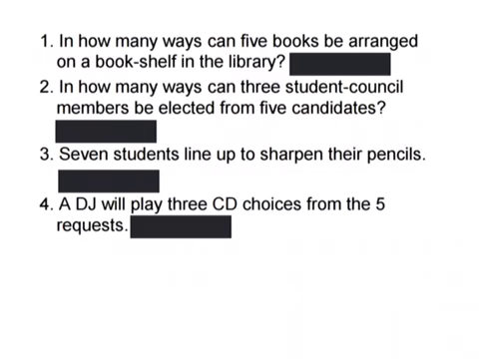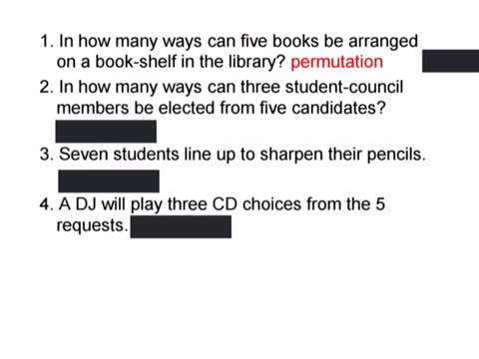Okay, so let's run through some examples and try to determine if these are combinations or permutations. Number 1, in how many ways can 5 books be arranged on a bookshelf in the library? Do you think that's a combination or a permutation that we'd be figuring out? Well, there's a key word in this one, and that is arranged. If you are arranging something, you're talking about putting it in a certain order. That word is usually a giveaway that this is a permutation. Okay, so that's a permutation because order is involved when you arrange things.